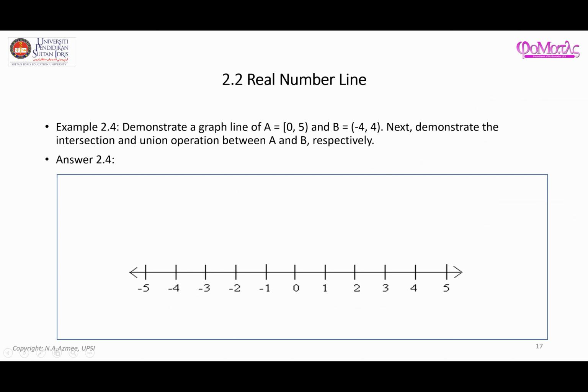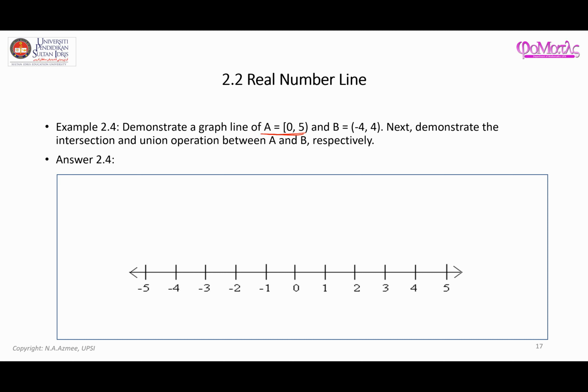Okay, so now let's move on to this last example here. We're going to demonstrate the graph line of this one. The first scenario is a set of values that include 0. How do we know it includes 0? Because we have this square bracket, so it includes 0. And then it goes on until 5, but it doesn't include 5. Why doesn't it include 5? Because here we've got this round bracket, so it doesn't include value 5.